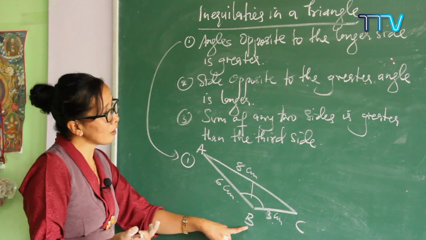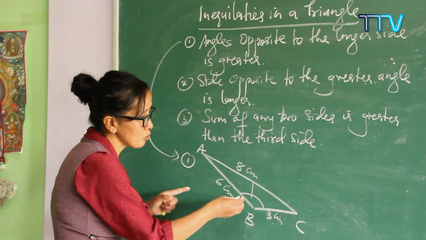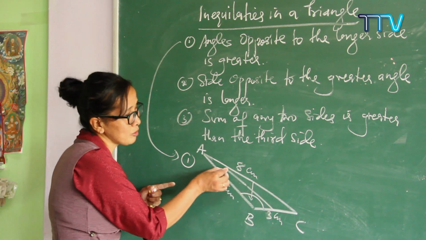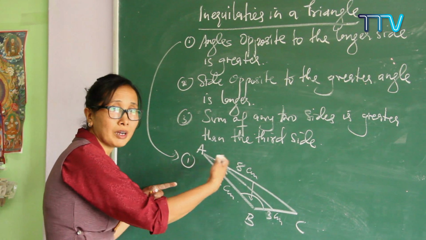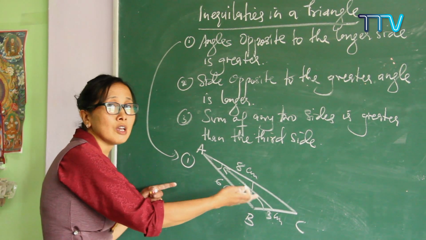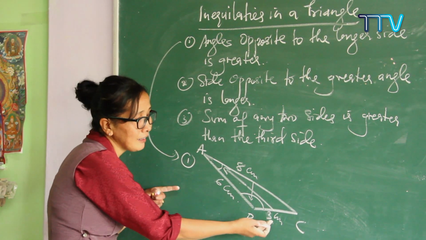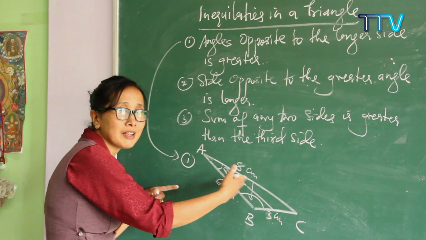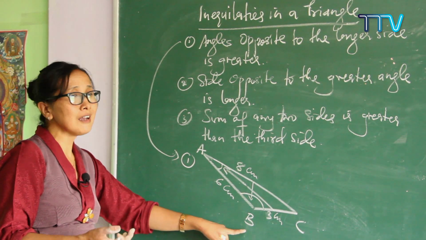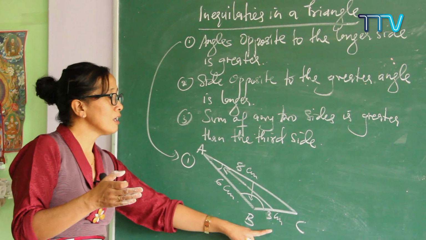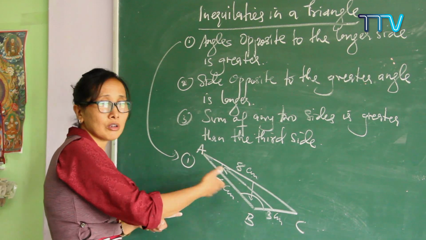Same here, the angle opposite to the shorter side. Which one is the shortest? 3 centimeters. Opposite to this side is this angle. Out of these three angles, which one is the smallest angle? Angle A. Why? Because the opposite side is the smallest among the three sides. So the first property is: the angle opposite to the longer side is always greater, and the angle opposite to the shortest side is always the least angle in a triangle.